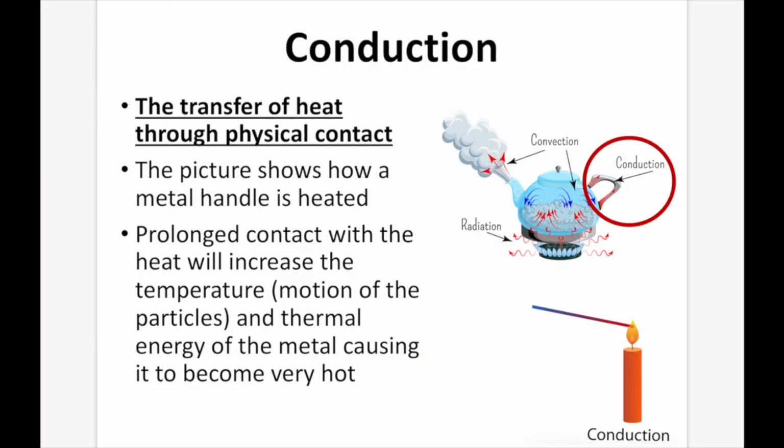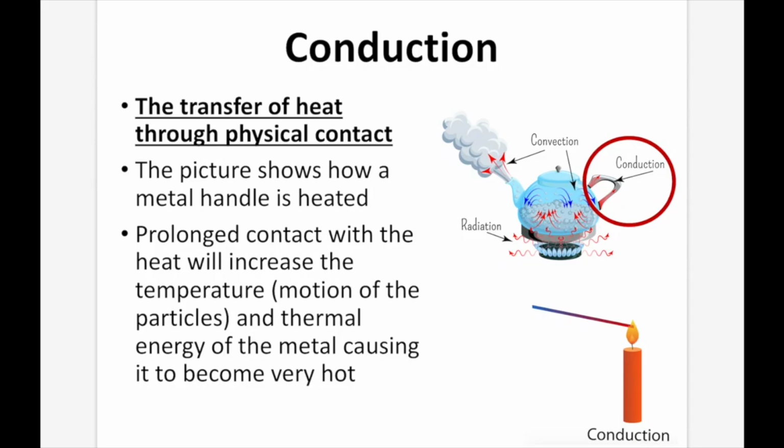So first up, conduction. Conduction is the transfer of heat through physical contact. The picture on the right shows how a metal handle is heated. If we're going to heat the contents inside the kettle, then the metal handle will get hot through a process called conduction. Prolonged contact with the heat will increase the temperature, so the motion of the particles and the thermal energy of the metal, causing it to become very hot.